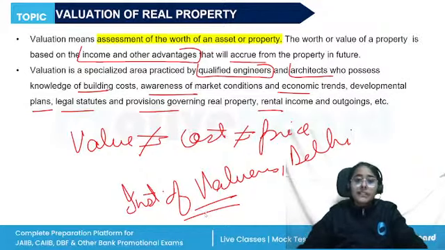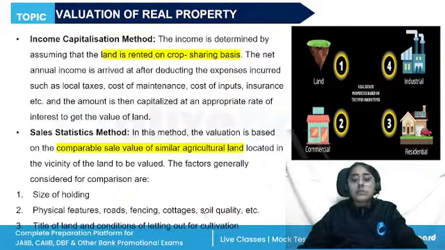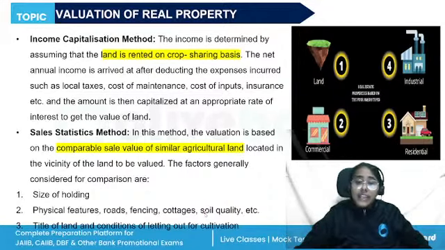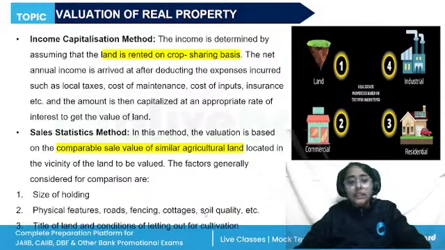For example, if we are talking about agricultural land, the factors which are going to influence are the location, the soil quality, availability of water and electricity, size of holding, clear title of land, access by road, cottage or farmhouse, the types of crops that can be cultivated. The valuation of agricultural land can be done by two methods. We have the income capitalization method and the sales statistics method.